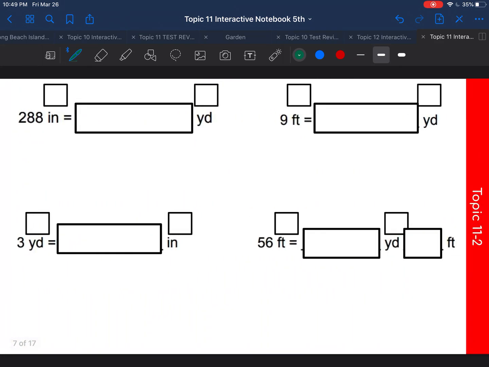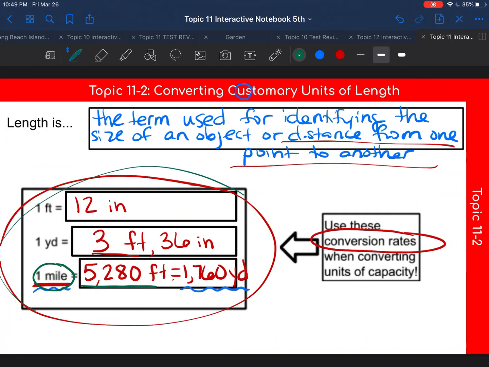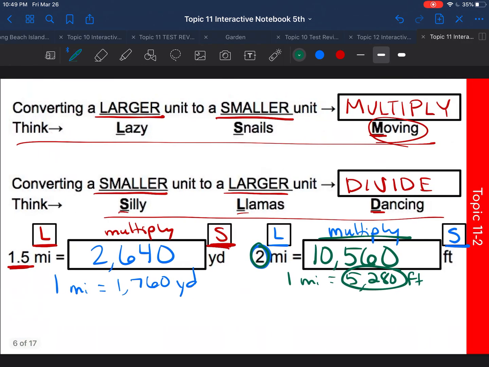So what I want you guys to do, I want you to try these next 4 problems on your own independently. All right. So give these a go, see how you feel. And what we are going to do is we are going to practice more of these conversions tomorrow. All right. So for today, for your homework, I want you to complete these 4 problems. Again, identify what is larger, what is smaller, and use this conversion rate chart to help you.